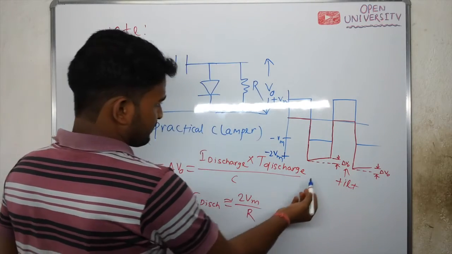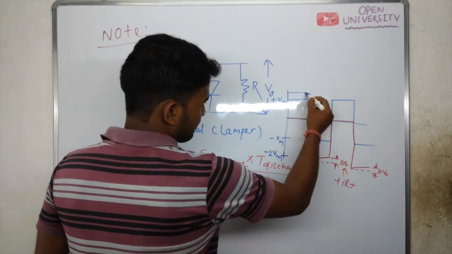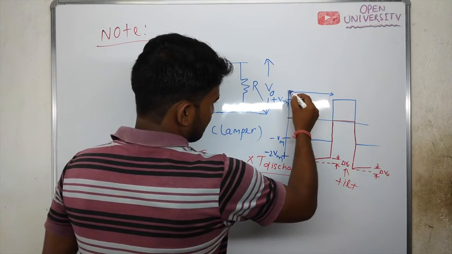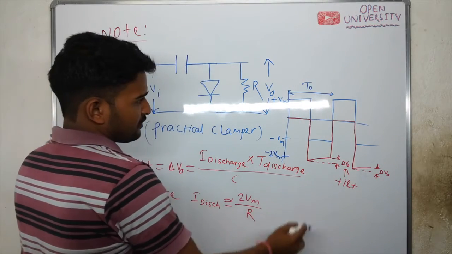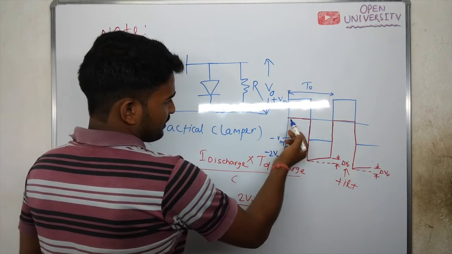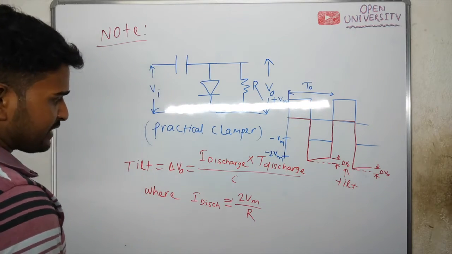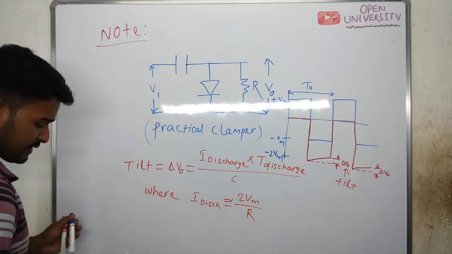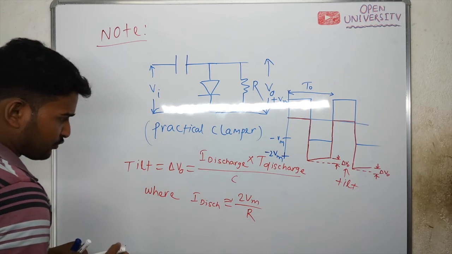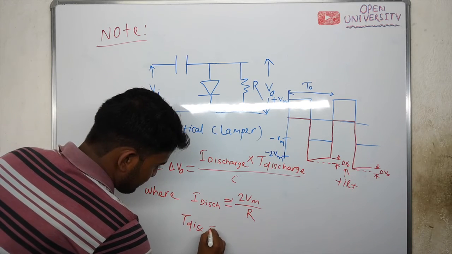What is the discharge interval? This is your time period T0, from one peak to the next peak. This is your charging period and this is your discharge period. So T discharge equals T0 by 2. The discharge interval equals T0 by 2.